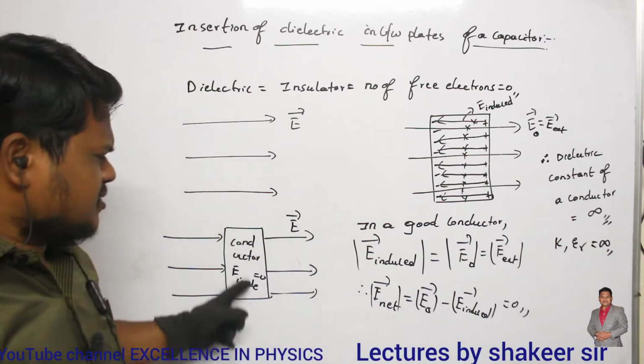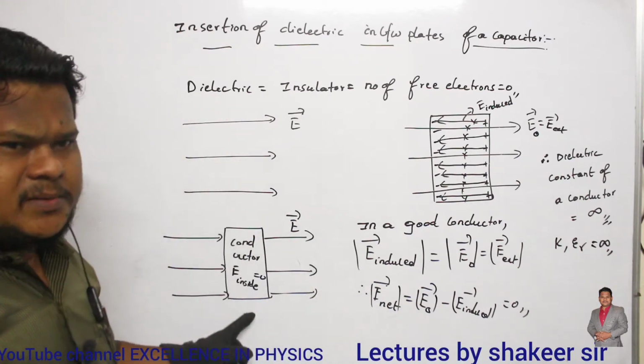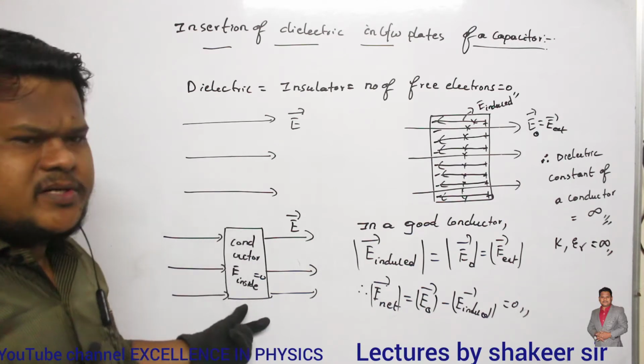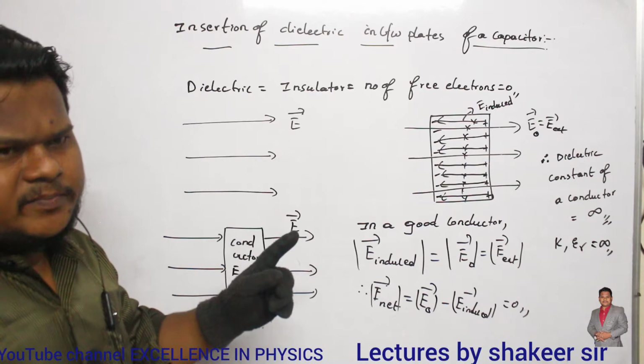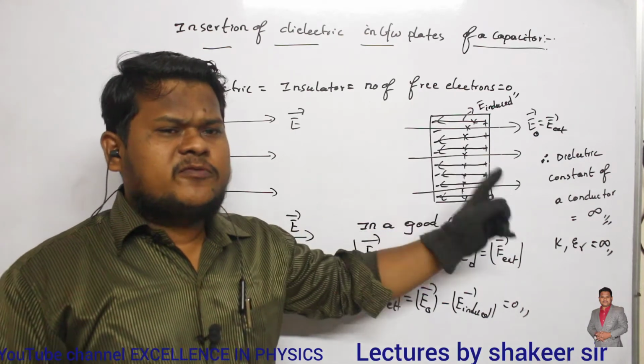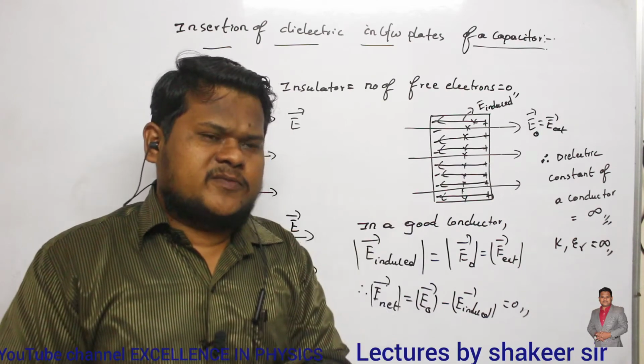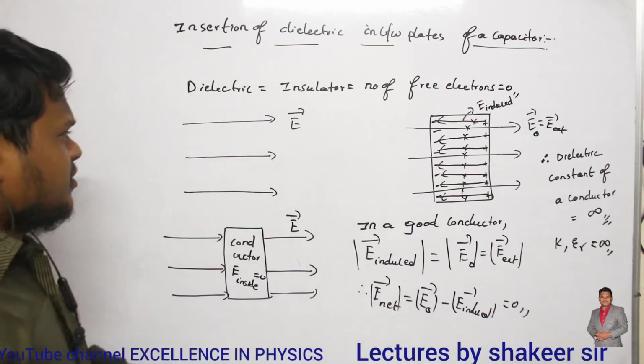So is a conductor allowing electric field inside its volume? It is not allowing. Clear? So it has an infinite ability to oppose electric field inside its volume. That is the meaning of this. Okay, come on, make a note up to here.